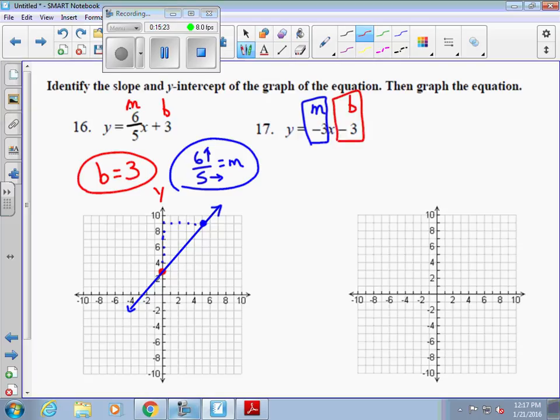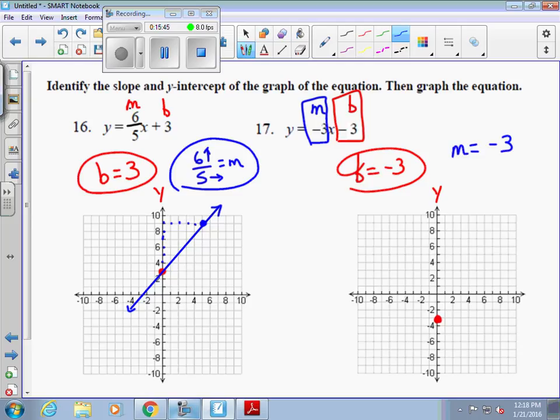B tells you to begin. B is negative 3. Begin, it tells you to begin at negative 3. So on your y-axis, again, this one's the y, begin at negative 3. 1, 2, 3, right there. Okay. Your m value tells you where to move. M's value is also negative 3.